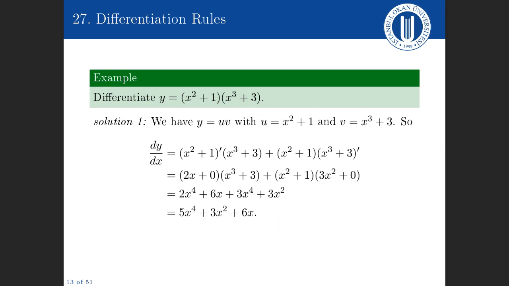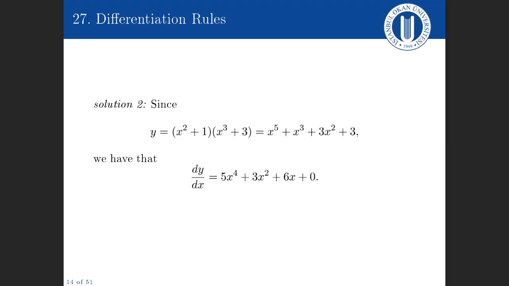Now I'm going to solve this problem a different way, and you'll see we get the same solution. Another way to solve this problem would be to first multiply the brackets out. I'll leave it for you to check that y is the same as x to the power 5 plus x cubed plus 3x squared plus 3. And then differentiate this, we get 5x to the power 4 plus 3x squared plus 6x plus 0, which of course is exactly the same answer that we got before.